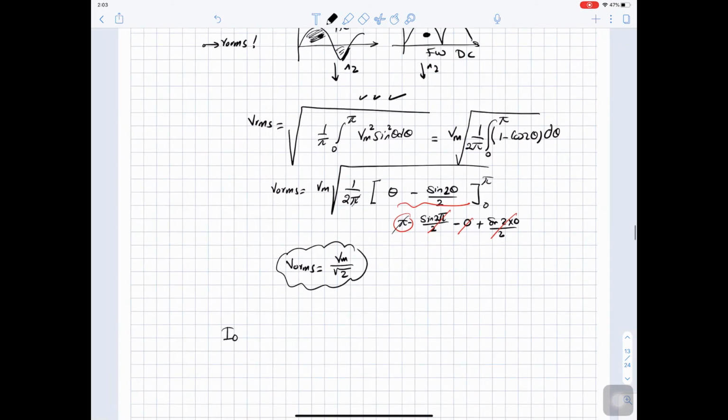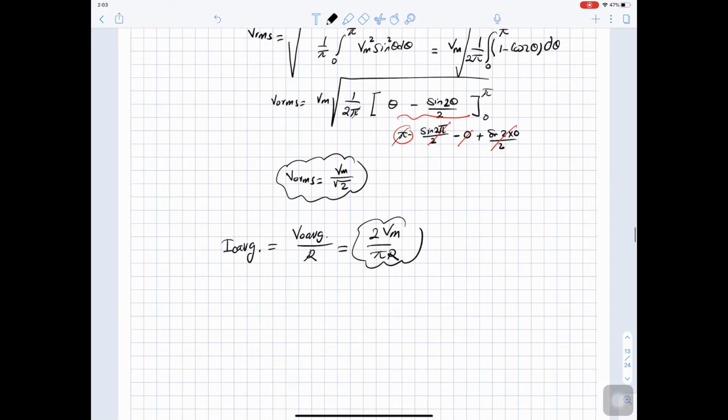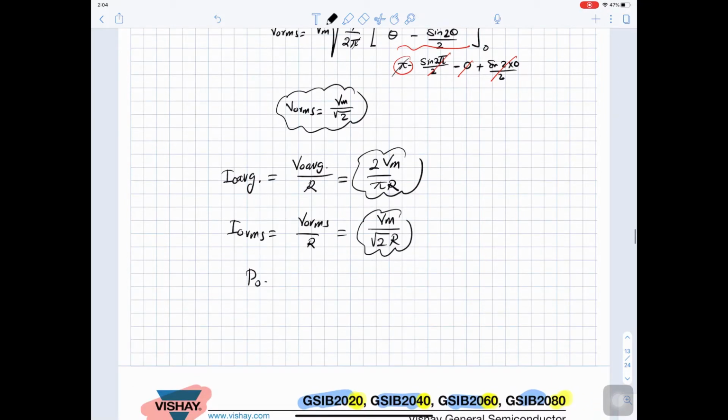To get I out average, it's V out average divided by R, equal to 2 Vmax divided by pi R. To get I out RMS, it's V out RMS divided by R, equal to Vmax divided by root 2 R. To get P out average, it is V out RMS squared divided by R, equal to Vmax squared divided by 2R. This is the power average.